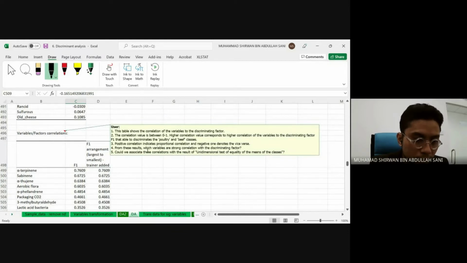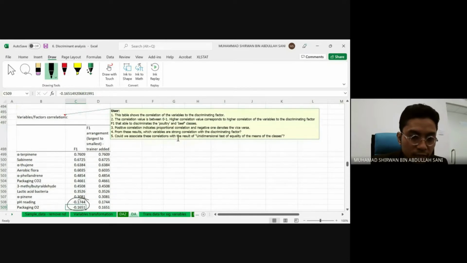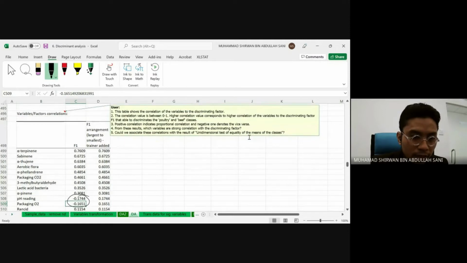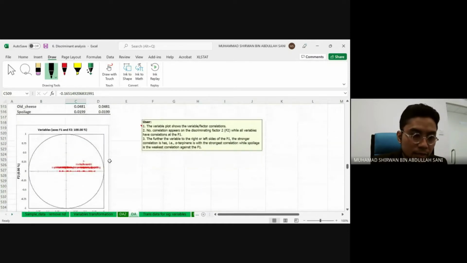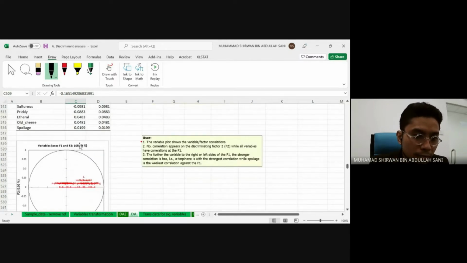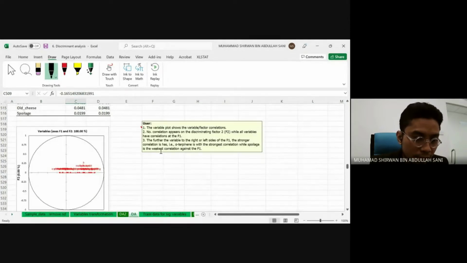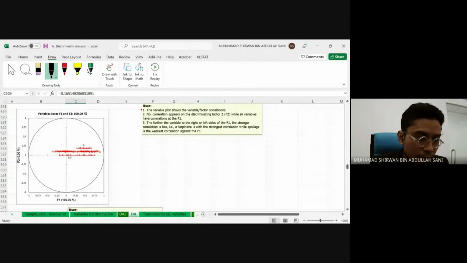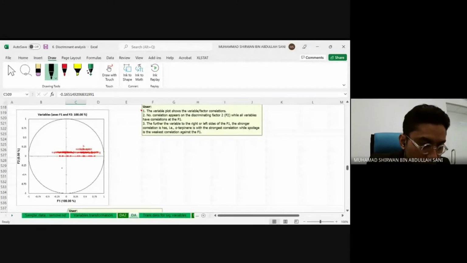So from this result, which variable are strongly correlated with discriminating factors? Could we associate this correlation with the result of unidimensional test of equality of means of the classes? Yes, boleh sebenarnya. So sama sajalah. Okay, so this one, plot this, we call it variable plot. So the variable plot shows the variable over factor correlations. Variable against the factor that we have lah. So since one factor is enough, only one factor already contributed 100%.